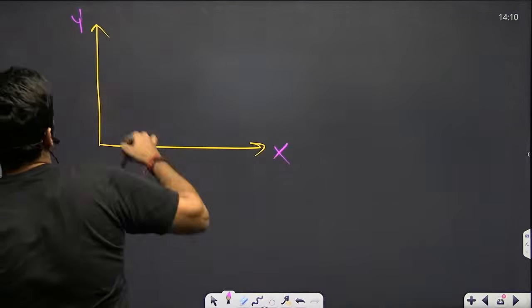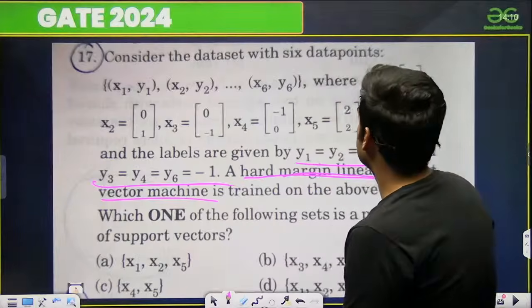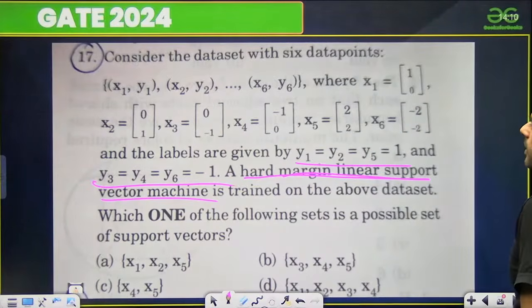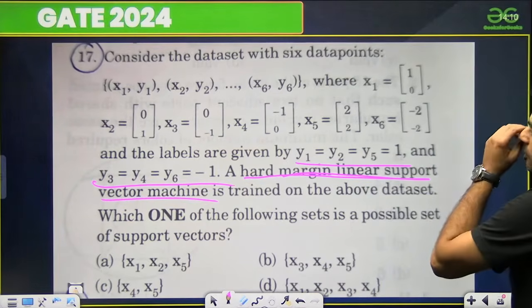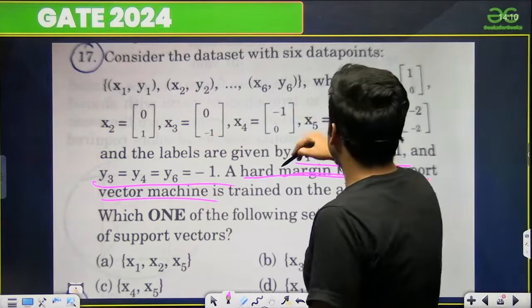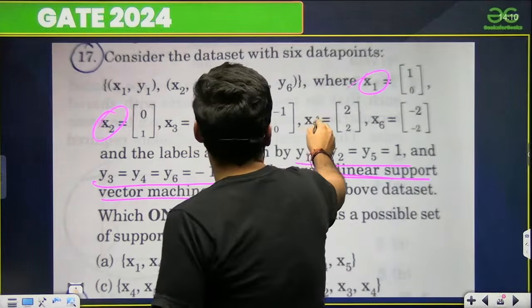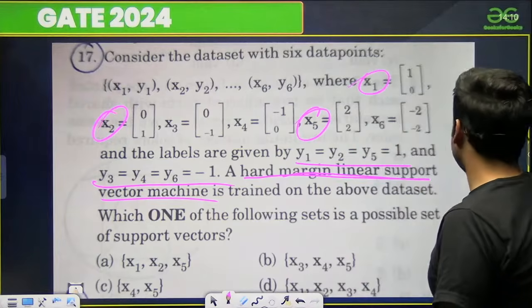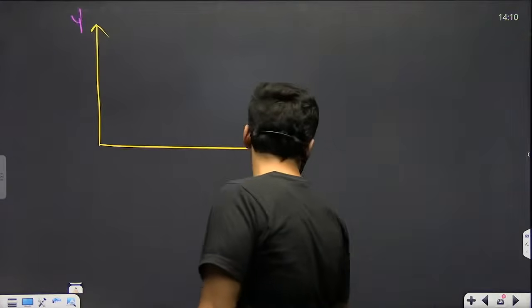We have a total of 6 points, and between X and Y I'll be making the graph. Now I'll plot each and every point. Firstly I'll make points x1, x2 and x5, because they belong to class 1. These points are (1, 0).